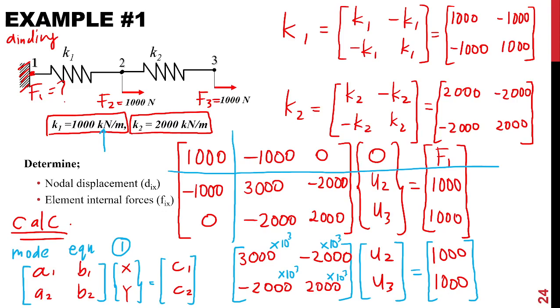Dapat tak berapa? X tu merujuk kepada U2. Y tu adalah U3 lah. Dapat 2 and 2.5.